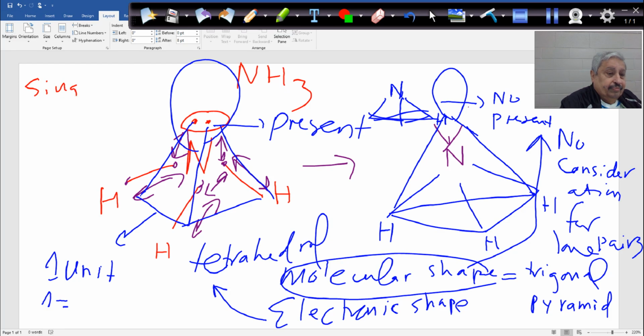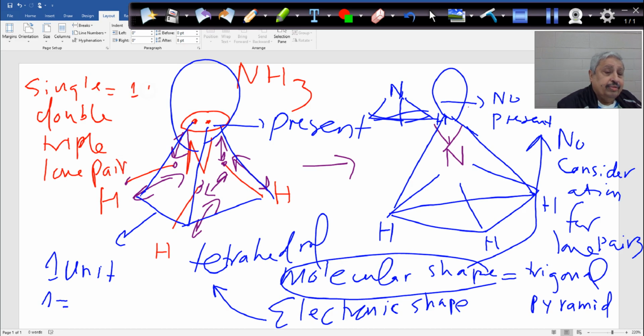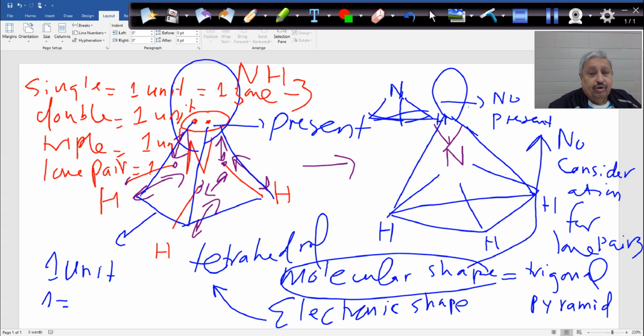Single, double, triple, and lone pairs. All those are 1 unit. 1 unit, 1 unit, 1 unit. Or sometimes called 1 unit or 1 zone or 1 group. So those are all synonyms.